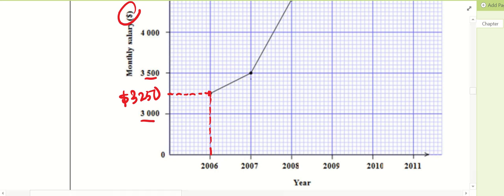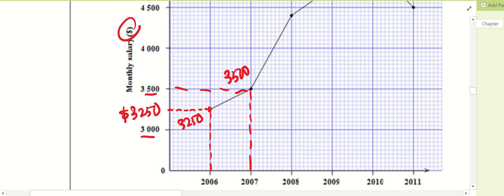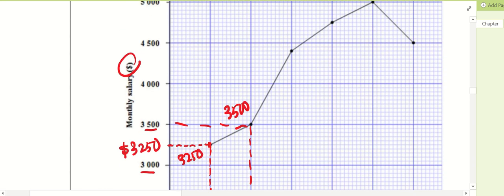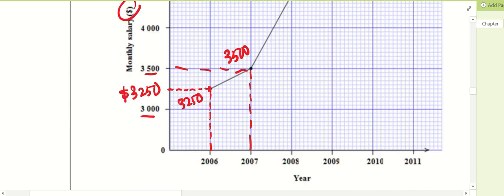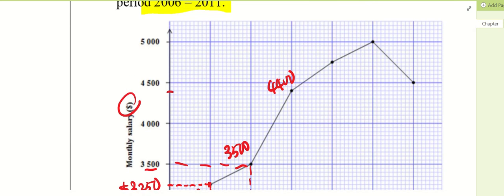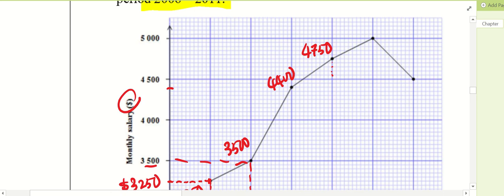For 2007 it is 3,500. So you just trace your way through and you'll get 3,500. I would suggest that once you read off the data, you can write it beside the graph, for later reference, right? So for 2008, what am I looking at? This is 4,400. In case you're not sure, take your time to read through. So this is 4,400. Next one, 2009. How many boxes? 1, 2, 3, 4, 5. Yeah, exactly halfway. So this is 4,750. 2010, 5,000.